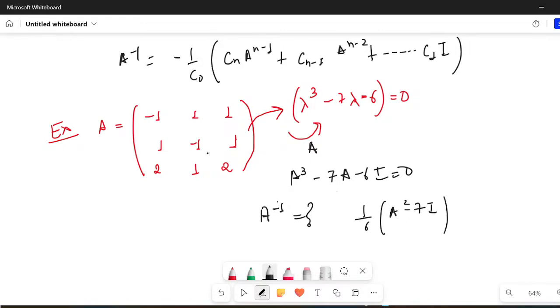So this will be your A inverse. You can readily find A square from here, place identity, and then you can find the answer. I'm leaving the answer for you. I hope you will be able to do it. It's a long question, I don't want you to write it. I think this is something that you can do on your own also. Okay, so this is your A inverse. I hope it is clear.